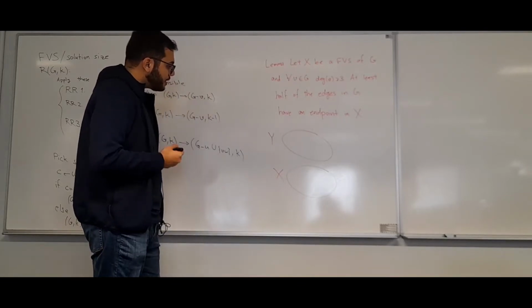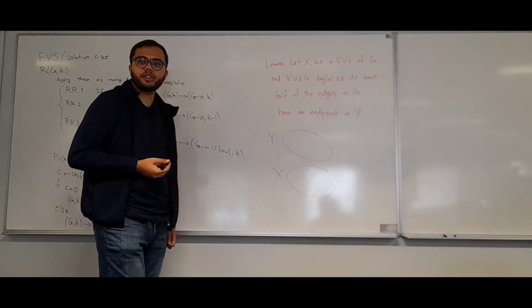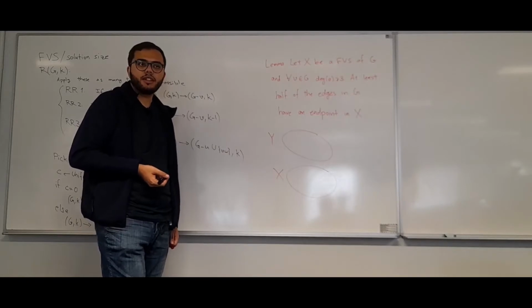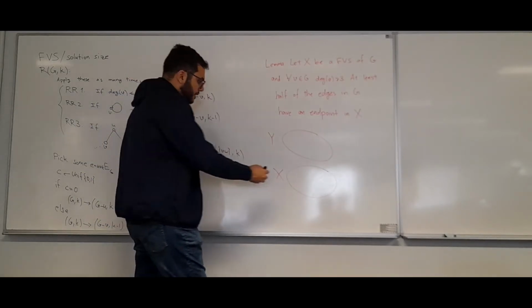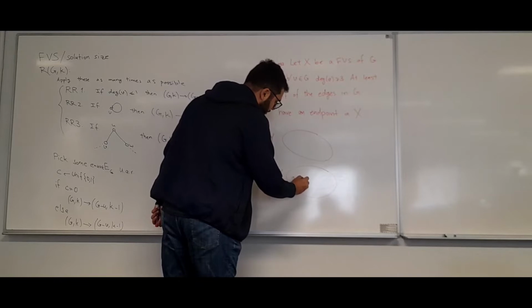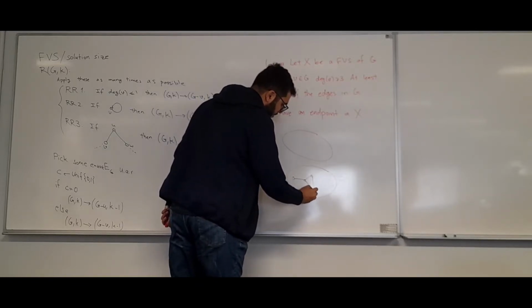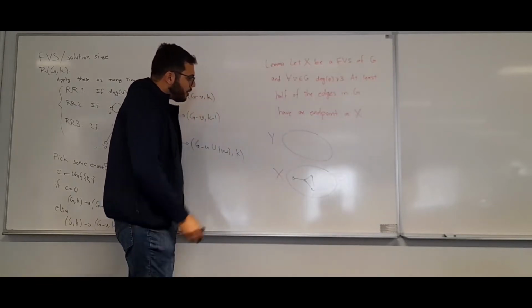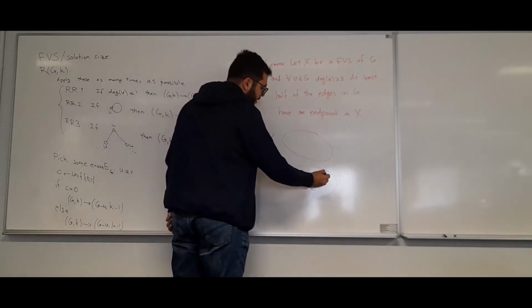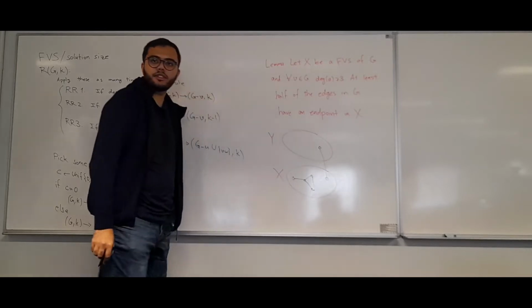Now, what are the edges that have at least one of their endpoints in X? There are either edges that are entirely inside of X, so they have both of their endpoints in X, something like this. Or there are edges that are going from X to Y, right?